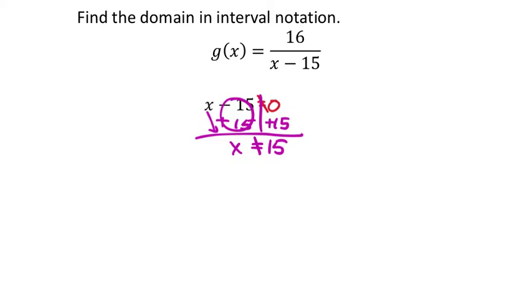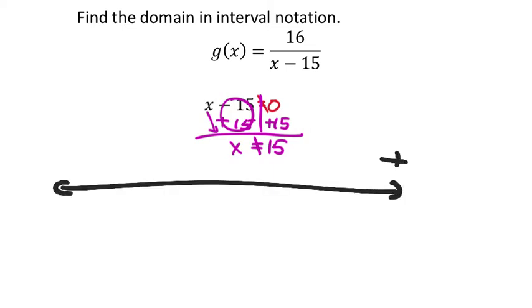Well, the graph I think will help. So let's look at the graph. You've got positives to the right, negatives to the left. I'm going to put 15 right in the middle, and then of course 16, and then 14. So x cannot equal 15. That means it can't be included. That's an open circle at 15.